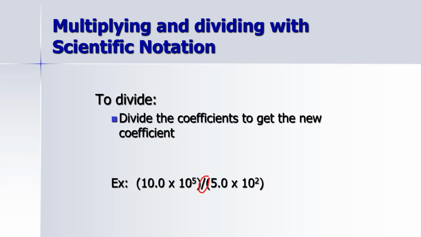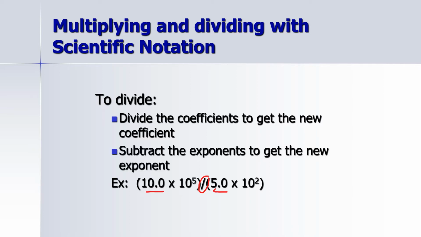Okay, so first of all, we can just go ahead and divide the coefficients. So like in this case, 10.0 divided by 5.0, so that would be 2.0. And then for the exponents, we can go ahead and subtract them. So that would be 5 minus 2, which gives us 3. So our answer will be 2.0 times 10 to the power of 3.